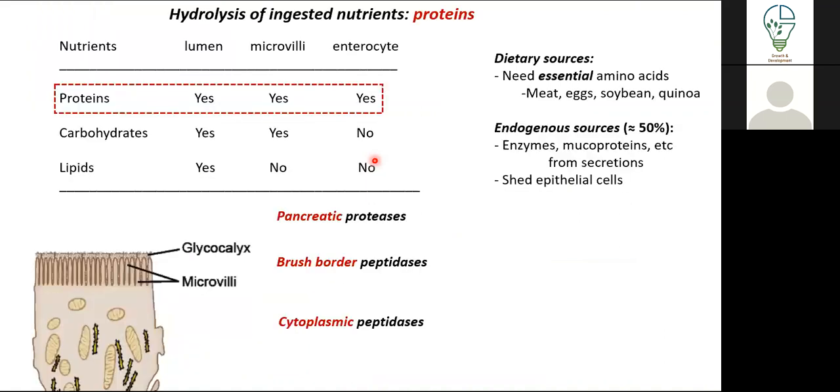All right. Hydrolysis of ingested nutrients. We have proteins. So proteins are degraded in the lumen, the microvilli, and the enterocytes. Cool. So it's done in every single area. We have pancreatic proteases, brush-border peptidases, and cytoplasmic peptidases. Cool, great. Now, one thing you need to keep in mind is that not all of these proteins that we will be degrading and absorbing are coming from your food. In fact, almost 50% of the proteins that you will be absorbing and degrading are proteins that you are secreting yourself. How?